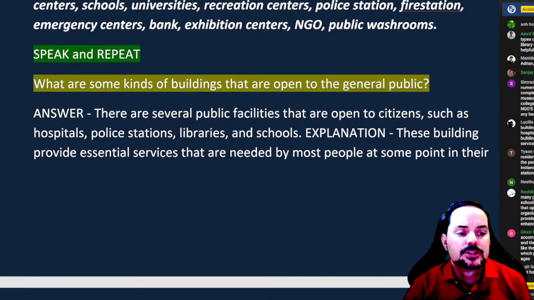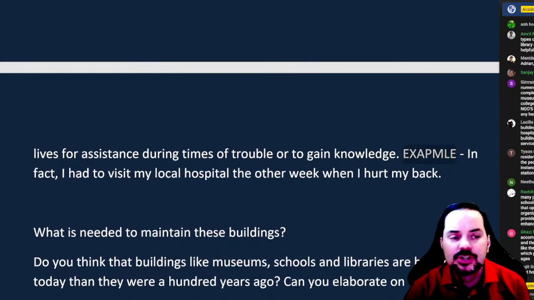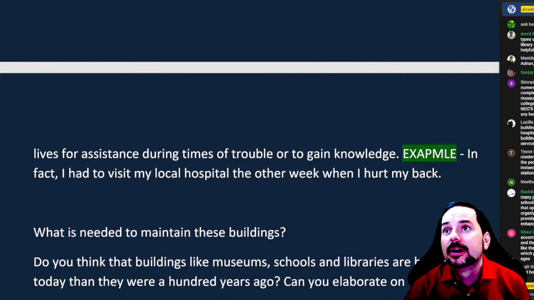All right, so answer, explain, and example. Generally speaking, that's what's needed for a great band score, all right?